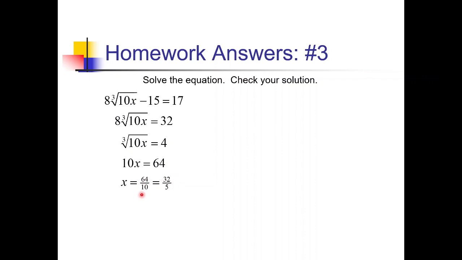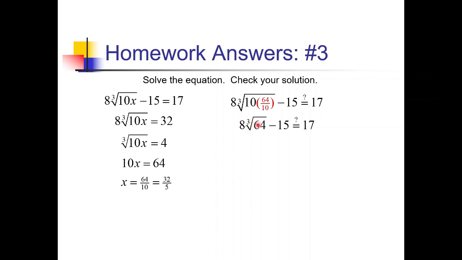But let's now check our answer and make sure this actually works. So when I plug this back in, I'm going to be a little bit crafty, and I'm going to plug in 64 over 10. And you're going to see why I'm using that instead of 32 over 5. I mean, either one will work. But if I plug in 64 over 10, these 10s here are going to cancel out really nicely, leaving me with the cube root of 64.